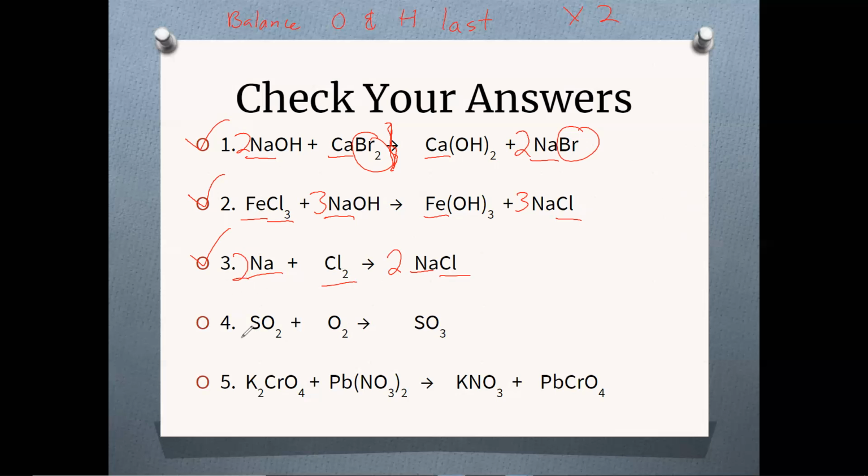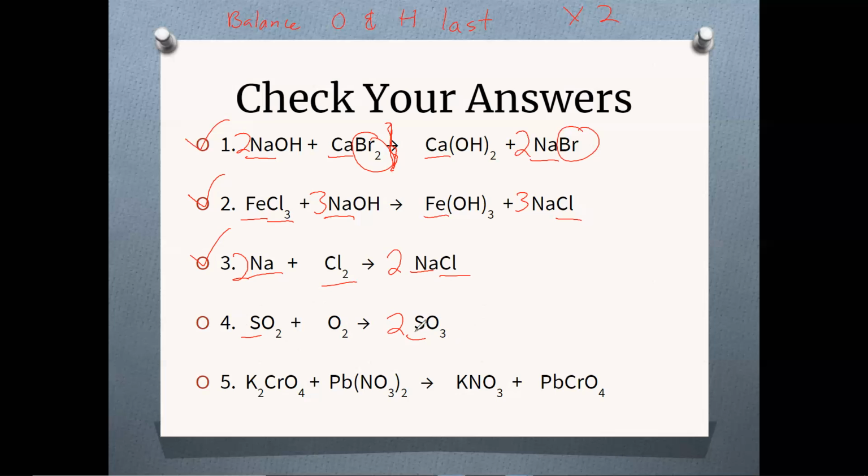This one, 1 sulfur on the left, 1 sulfur on the right. My oxygens, there's a total of 1, 2, 3, 4 on the left and 3 on the right. Now, you may be looking at yourself going, well, how am I going to fix that? It's not that big of a deal. If you put a 2 here, 2 times 3 equals 6 total oxygens. On the left, we have 4.